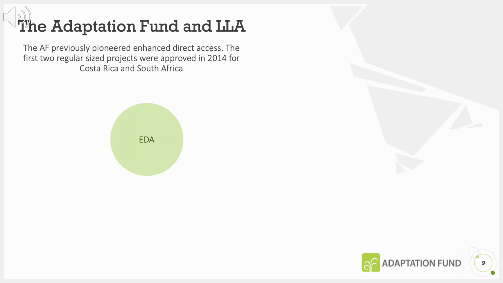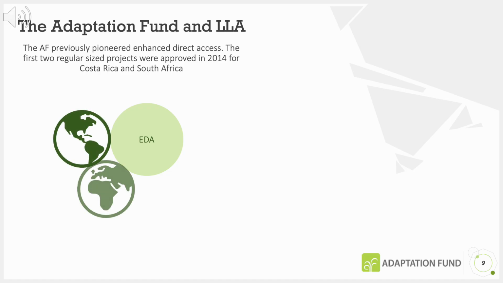The Adaptation Fund previously pioneered enhanced direct access. The first 2 regular-sized projects were approved in 2014 for Costa Rica and South Africa. Both projects were very successful, and Costa Rica, which empowered indigenous communities to restore traditional, sustainable farming practices while conserving land and resources, received an international Innovago Award for Social Innovation in 2019.